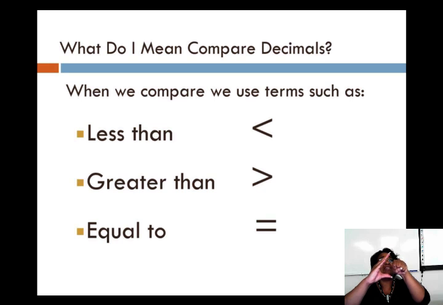So you can think of this as a big old alligator eating the big number. The open part of the symbol is always eating the bigger number. It has to open its mouth wider. Okay? The pointy side is always the small side. Okay? So I learned alligator. How many of you also learned alligator?